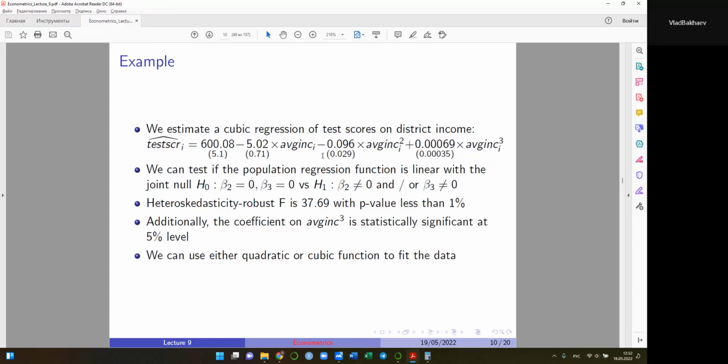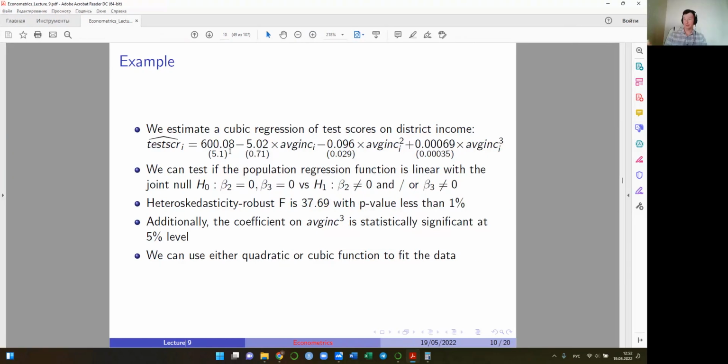Yes, and given this regression, average income is the variable of interest, and average income squared is a control variable. If you look at this model, average income is a variable of interest. Yes, we want to understand how average income affects the test score.